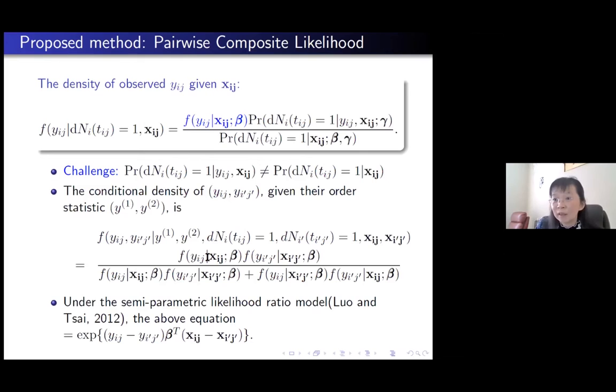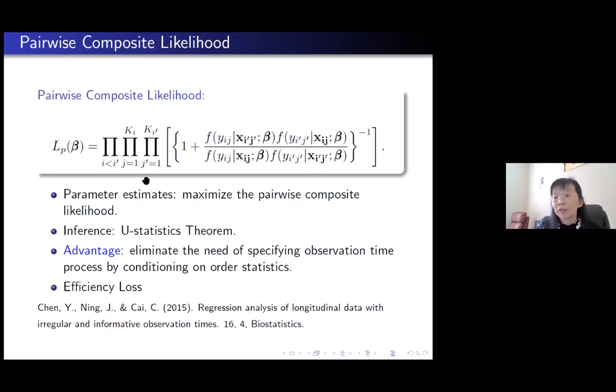By using this conditional probability, we can construct a pairwise likelihood by multiplying all such probabilities from the observed data together. This likelihood belongs to the family of composite likelihood. It can be shown that the score equation is an unbiased estimating equation for beta. The variance formula can be derived using statistical theory, so you can find the details in our earlier paper.